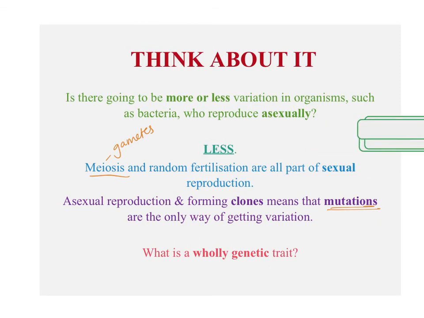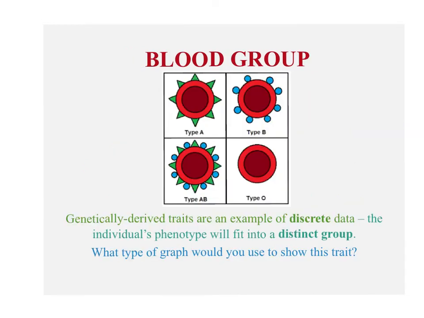Now, while we move on, can you think of anything that is entirely genetic, that is a wholly genetic trait? An example of a wholly genetic trait is blood group, and we've spoken about blood group before when we were looking at polygenic genes, and how some of them can be co-dominant. For example, type AB has IA and IB immunoglobulins on the outside of their cells.